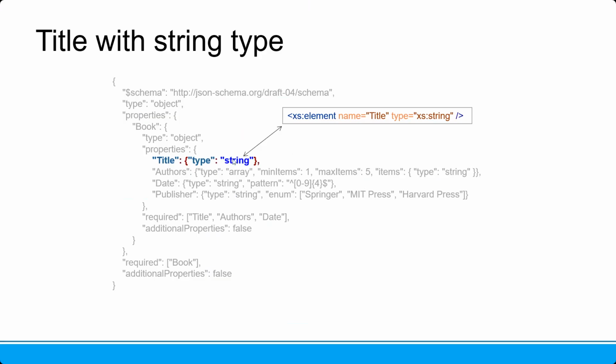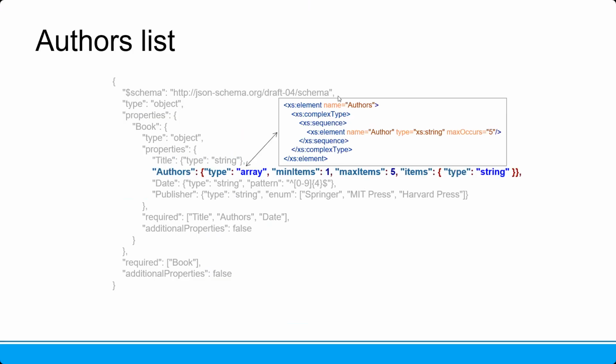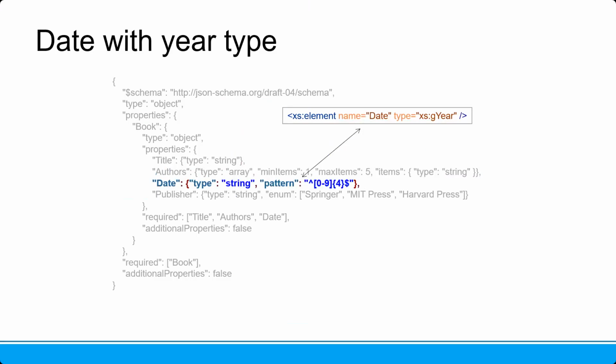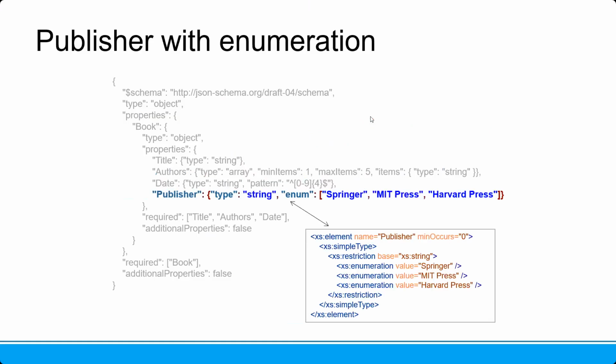So this is the element of the title. Yeah. This is the same as the XML that we saw before. This is the element date, and this is the publisher. So you can see what the difference is between the JSON and XML.